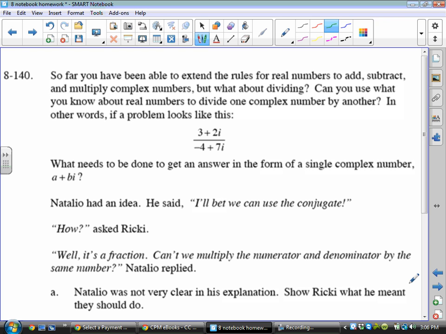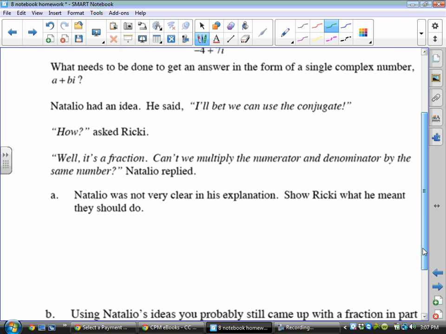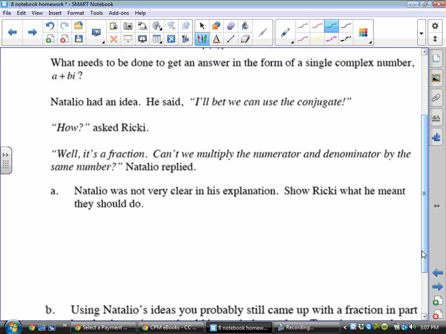Natalio had an idea. He said, I'll bet we can use the conjugate. How? asked Ricky. Well, it's a fraction. Can't we multiply the numerator and denominator by the same number? Natalio replied. Natalio was not very clear in his explanation, so I'll show what he meant they should do.